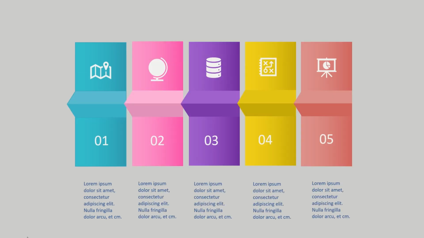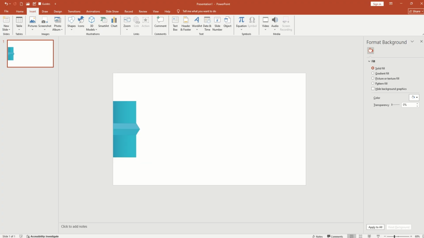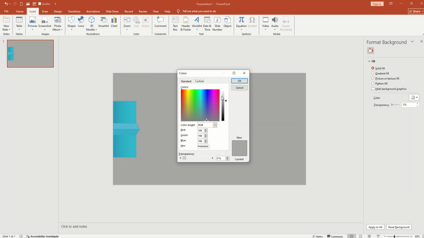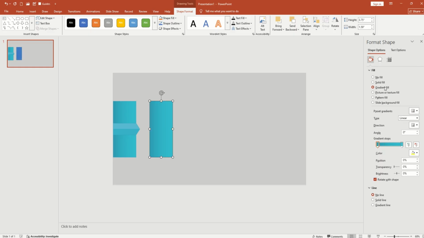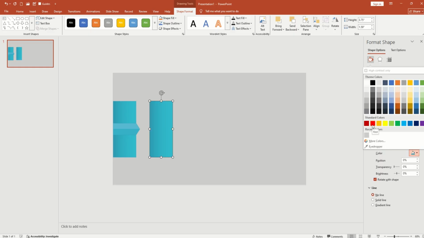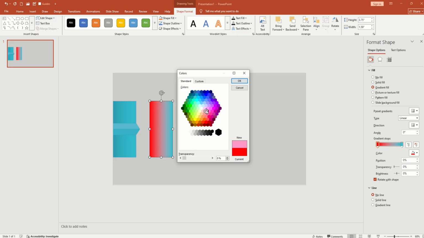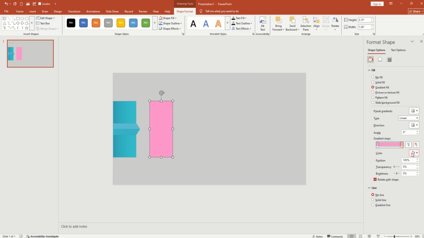So in this video I'm going to show you how to make this amazing PowerPoint template in just 3 minutes. Let's start. The first thing you have to do is open up a blank slide and change the background fill. The next thing you have to do is insert a rectangle, remove its outline, give it a gradient. Then what we're going to do is just change its fill and the gradient color.